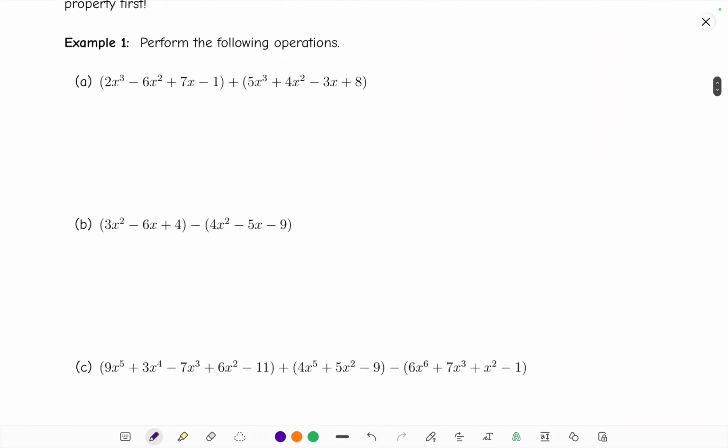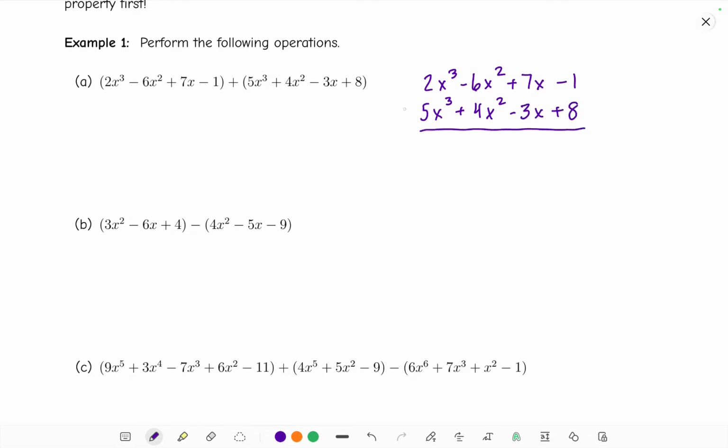Example 1, perform the following operations. So when I'm adding and subtracting polynomials, I actually will line them up vertically instead of horizontally. Now when you do this, you just have to remember to line up all the terms. Sometimes you're going to have to add a zero term or just leave a blank place if they don't have the same number of terms. Here, we're just fine. So we're adding.